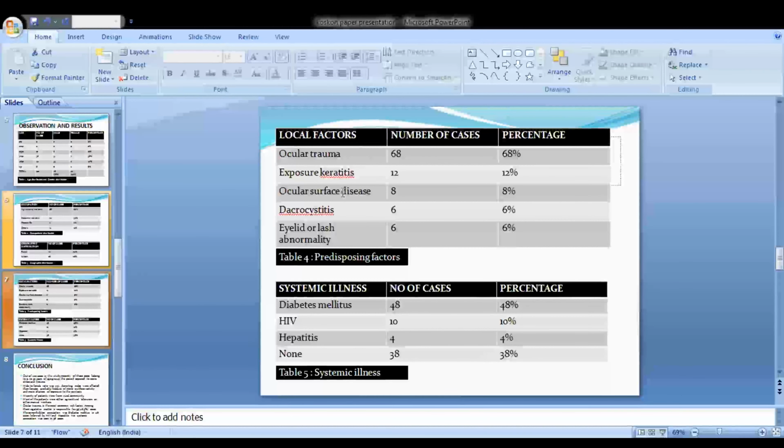Predisposing factors like ocular trauma was associated with 68 cases, exposure keratitis in 12, ocular surface disease in 8, dacryocystitis in 6 cases, eyelid or lash abnormality in 6 cases. And the association with systemic illness was also noted. Diabetes mellitus was the frequently seen association in 48 cases, HIV in 10 cases, hepatitis in 4 cases, and no association was seen in 38 cases.